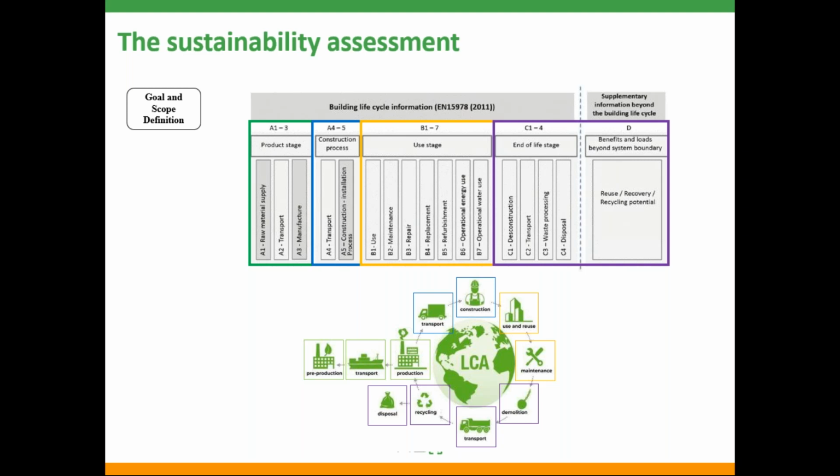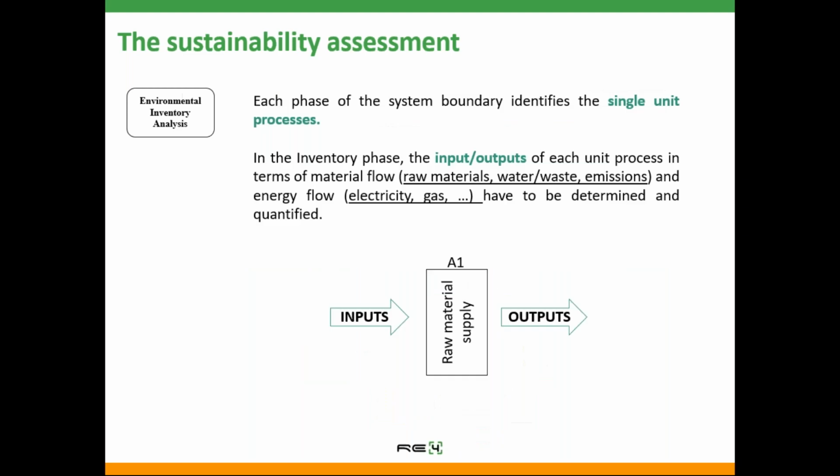Then we have the use phase in yellow, including all the operations made on the infrastructure during its lifetime. And then we have the end of life, including the construction, transport, waste management, waste processing, disposal. Moreover, after the end of life, it can be considered also another stage of the life cycle, which is the possible reuse, recovery, recycling of some material components, including in the products under investigation. Each phase of the system boundary identifies the single unit process.